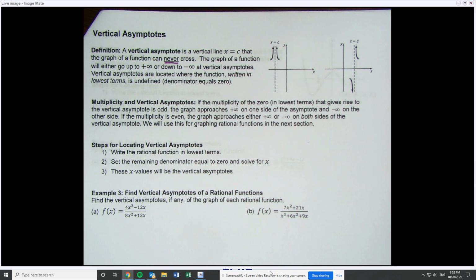All right, now I put some extra stuff in here about the multiplicity. That's not anything I'm ever going to ask you about, so you don't have to read through that.